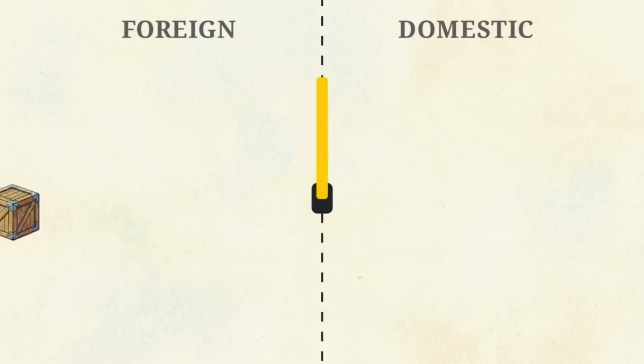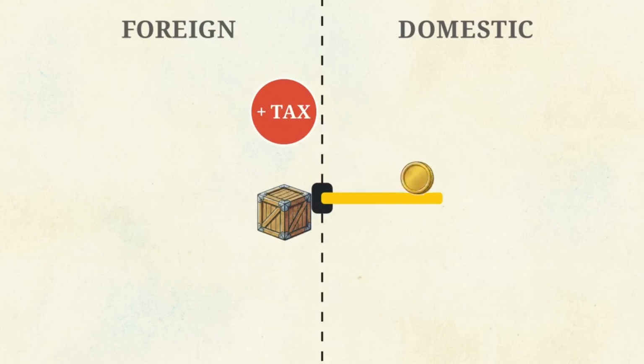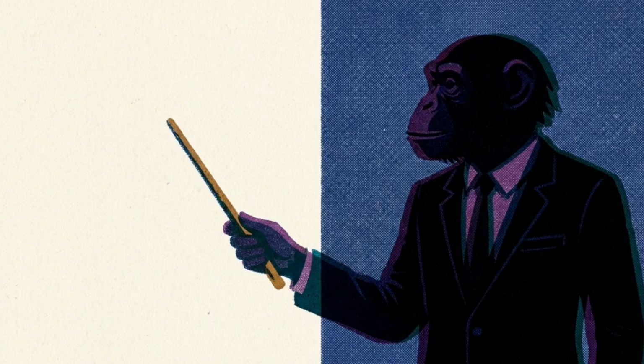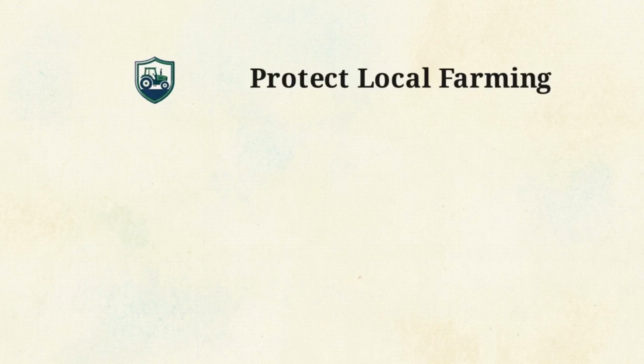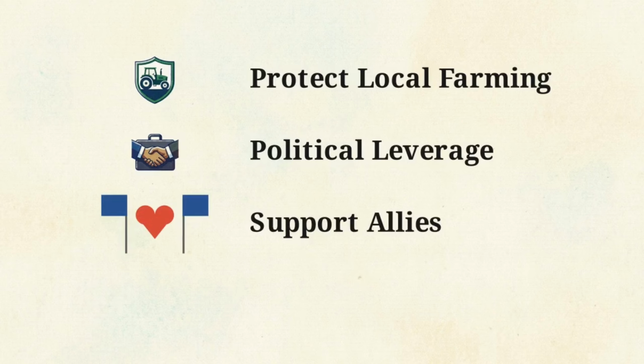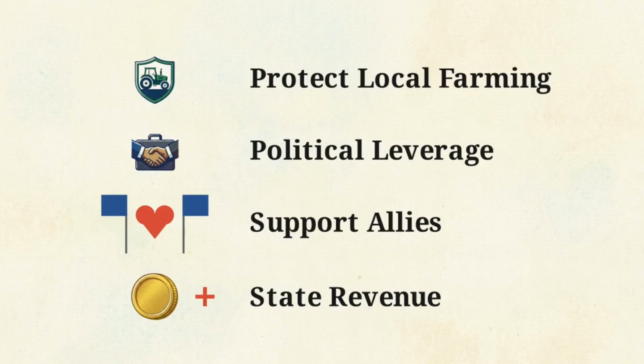A tariff is simply a tax, an extra service charge levied by a government to bring foreign goods across its borders. Governments impose these taxes for various reasons: to protect local farming, gain leverage in political negotiations, support their closest allies, or simply generate state revenue.